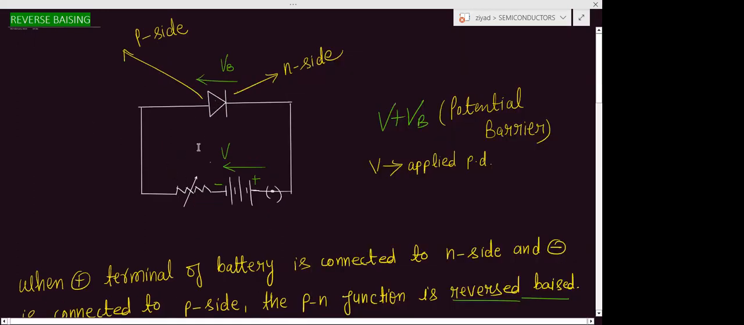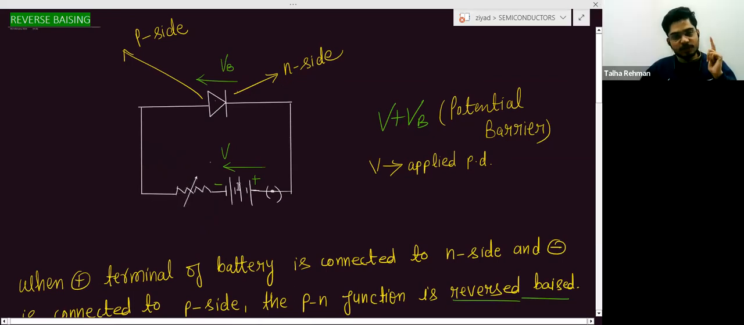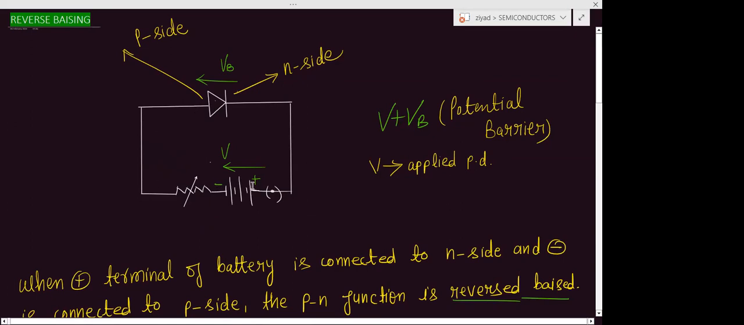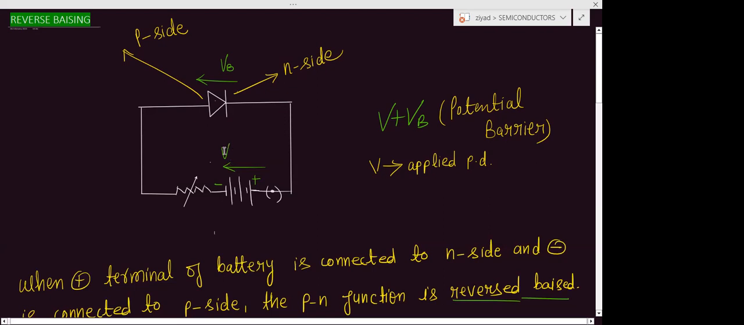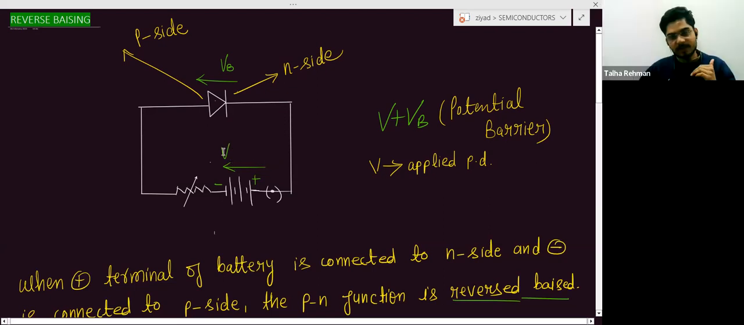This is the diode and this is the rheostat. This is a battery, this is a key. So now you can see the negative terminal is connected to the P side, and the positive terminal is connected to the N side. Now I told you we take the direction of potential difference from positive to negative. So this is the direction. The applied voltage will be in this direction.